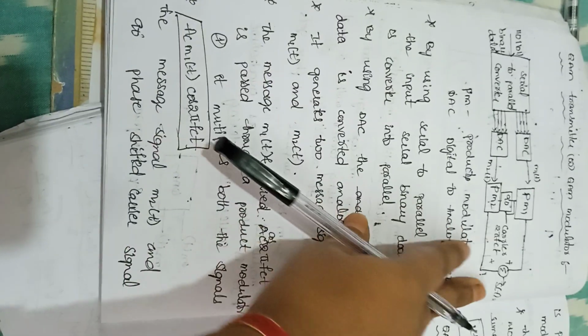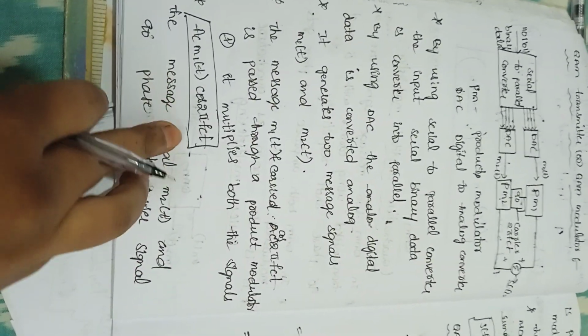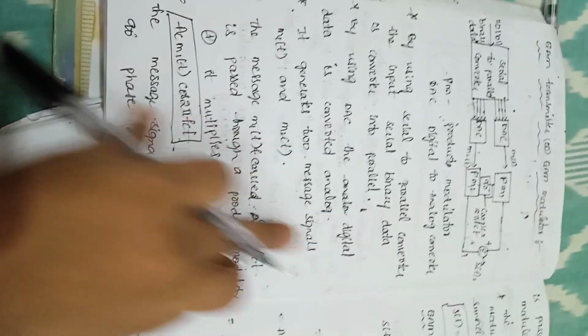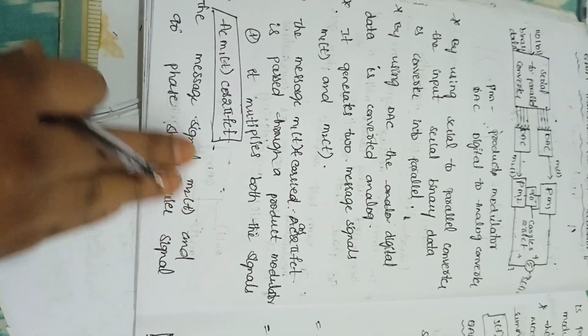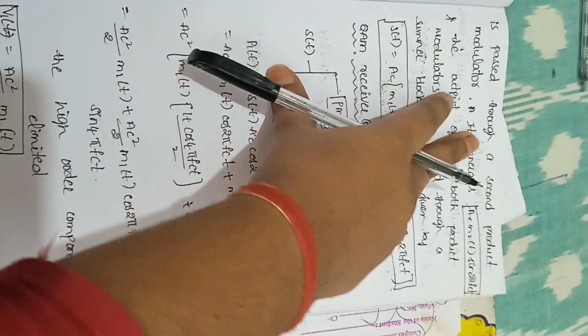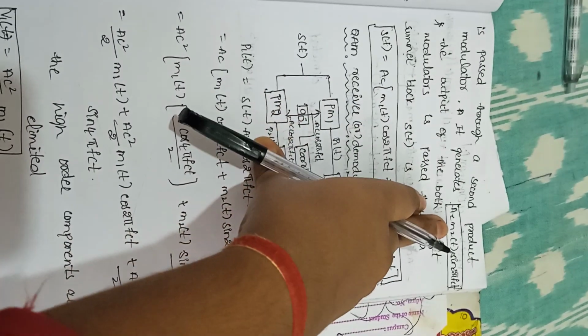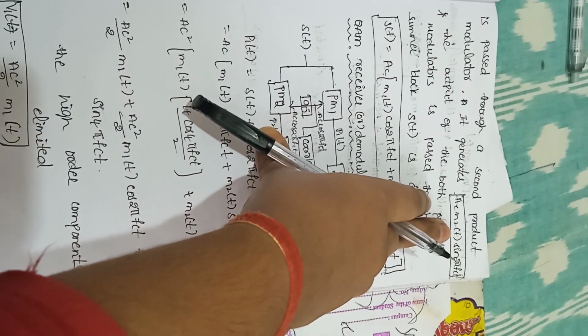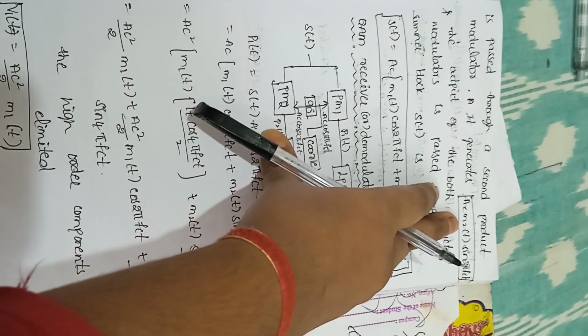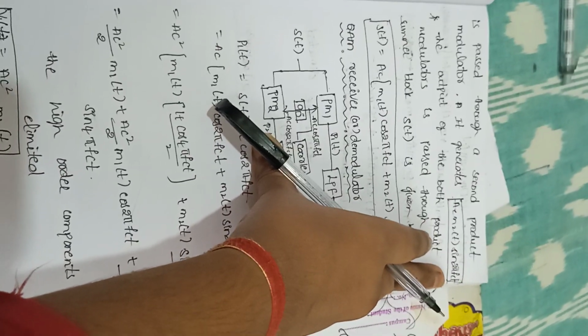Then the standard equation is like this: Ac m1 of t cos 2 pi fct. The first signal, the PM signal, is like this. Then the message signal is passed with the 90 degrees phase shifted carrier signal. The second signal is passed through a 90 degrees phase shifter. That's why the cos signal is converted into the sine signal. Ac m2 of t sin 2 pi fct.